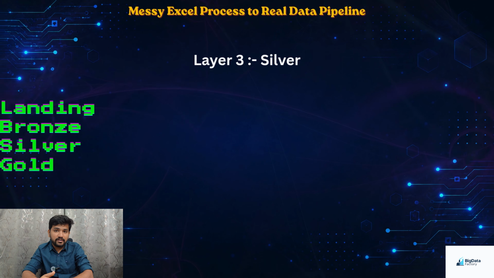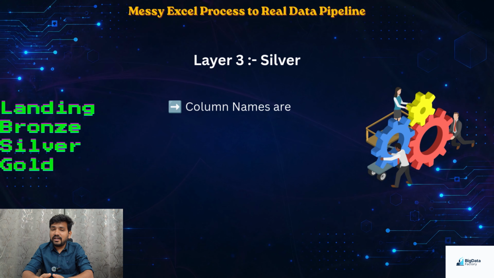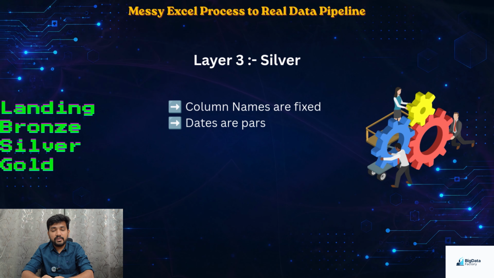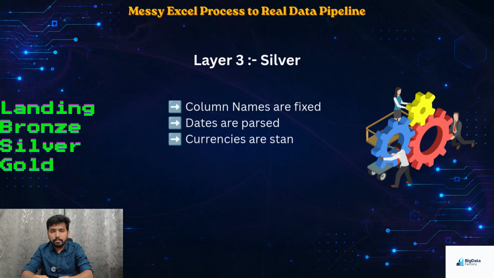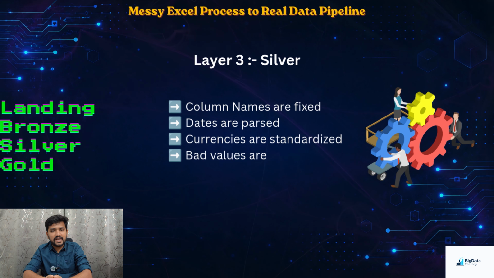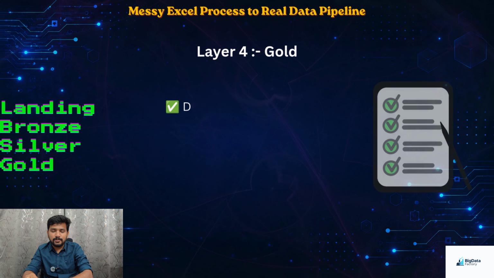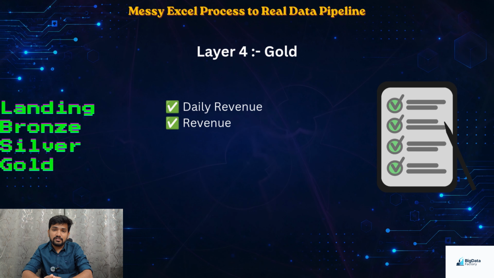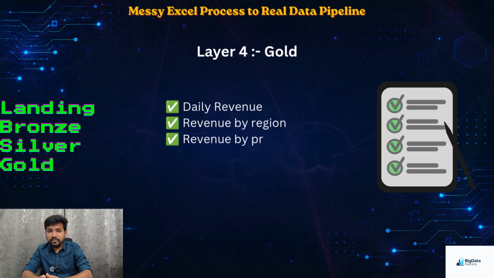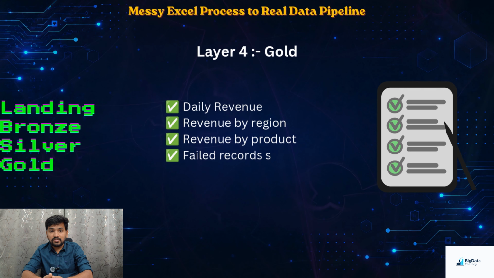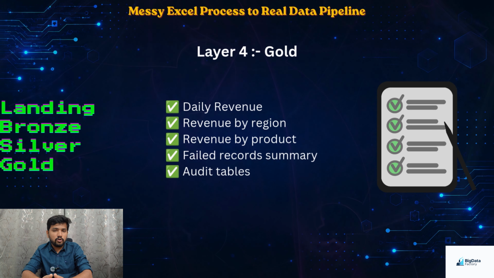Layer 3, silver. This is where Spark cleans and standardizes the data. Column names are fixed, dates are parsed, currencies are standardized, bad values are handled, duplicates are removed. Layer 4, gold. This is the business ready layer. Daily revenue, revenue by region, revenue by product, failure record summary, and audit tables. This is what the dashboard or report will use.